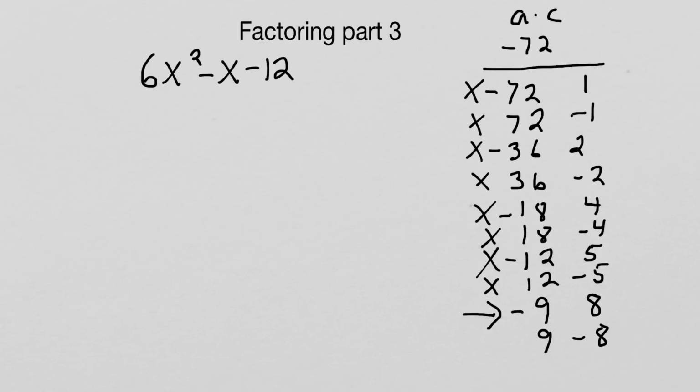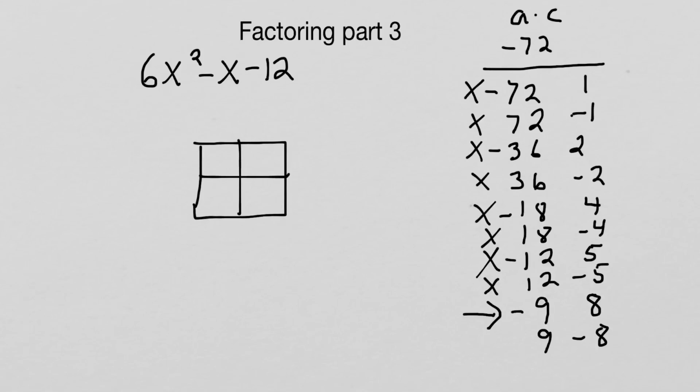It's always helpful to look up here and see what number you're looking for that adds together. So negative 9 times 8 is negative 72. Negative 9 plus 8 is negative 1. So I've got the winner there. All right, make my box.